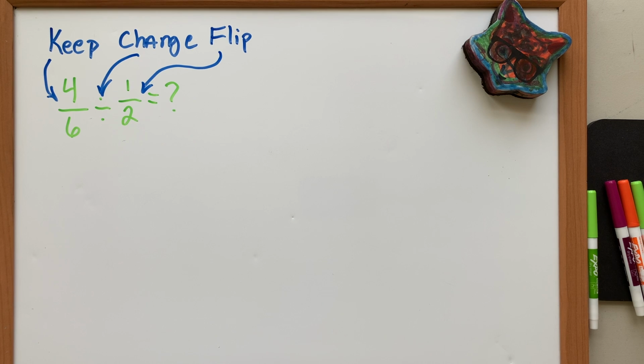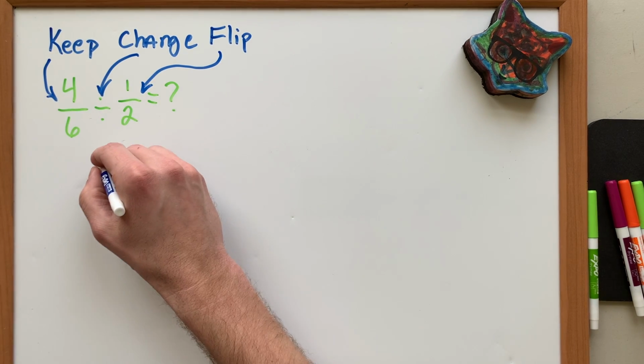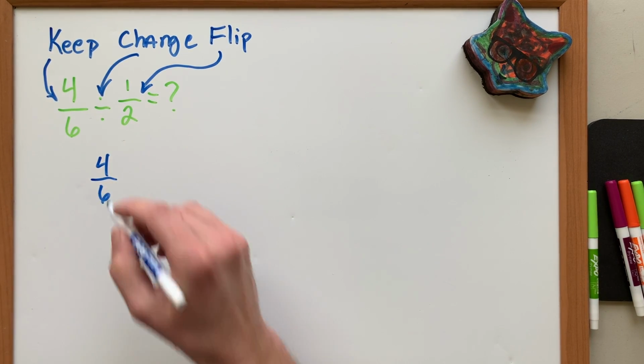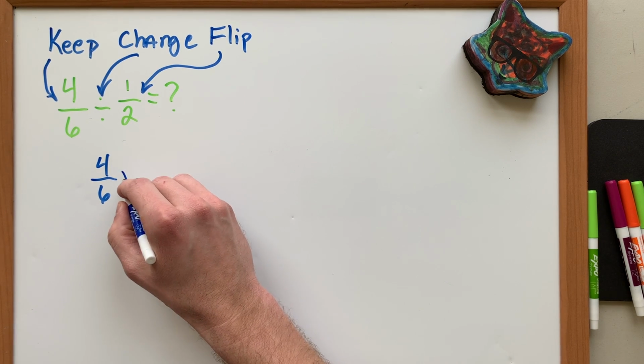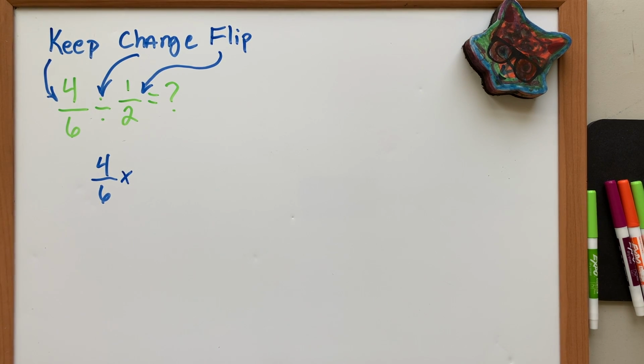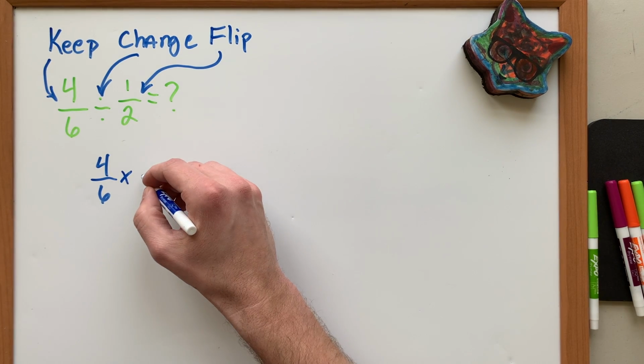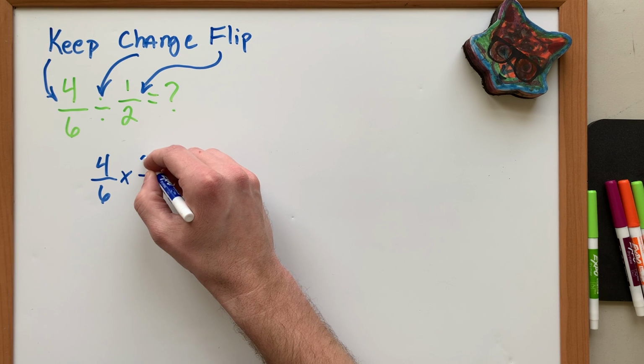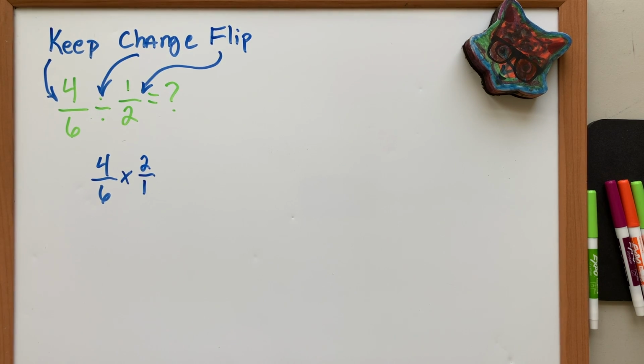Keep, change, flip. So let's go ahead and rewrite that. We're going to keep 4 over 6. We're going to change divide to multiply, and that's what makes this easy. And then the last fraction, we're going to flip. That's called the reciprocal, when you trade the top and the bottom numbers.